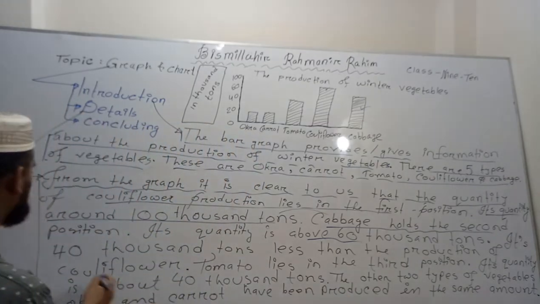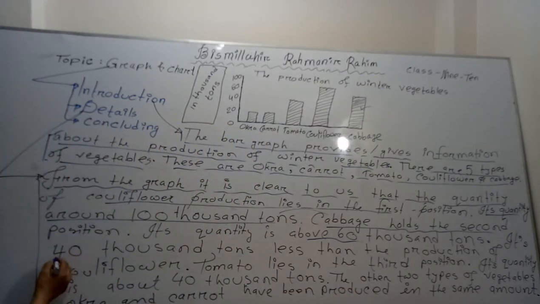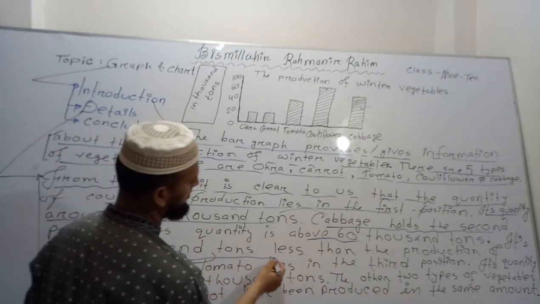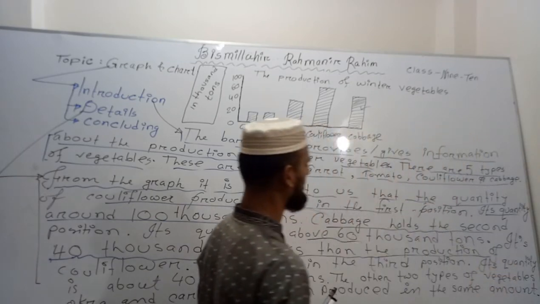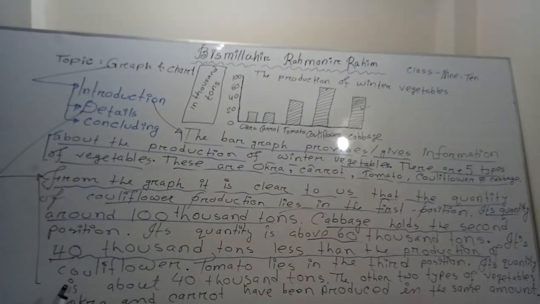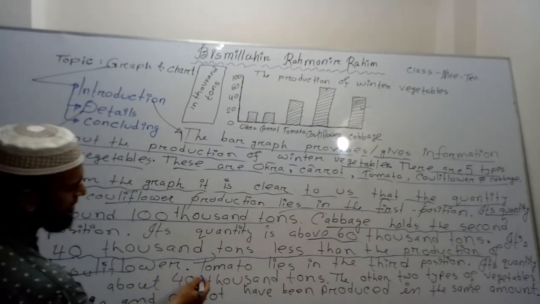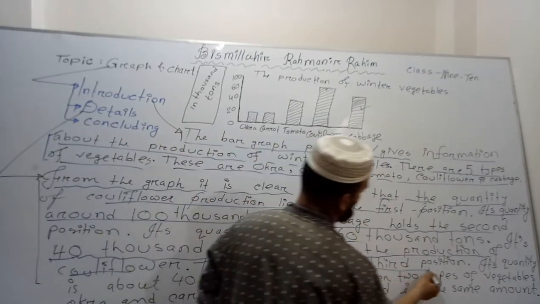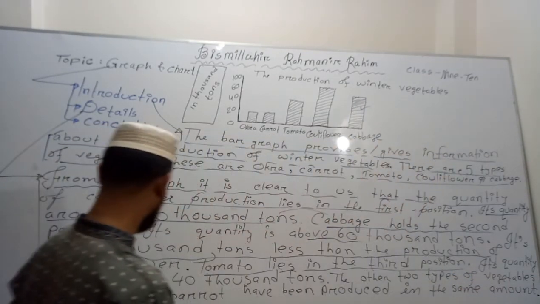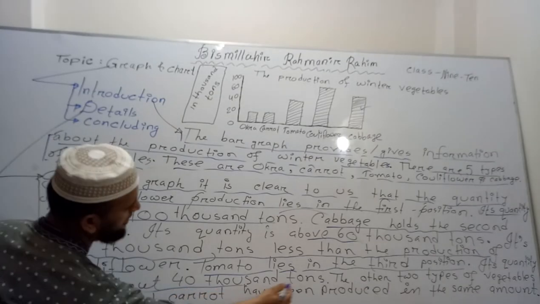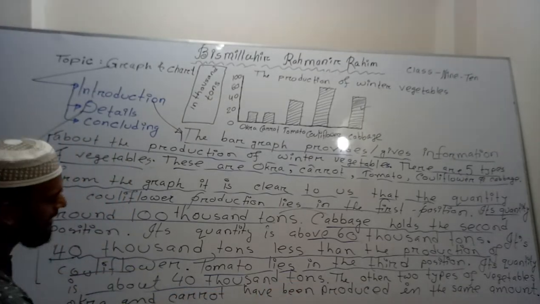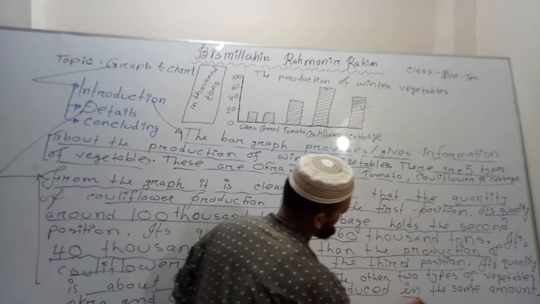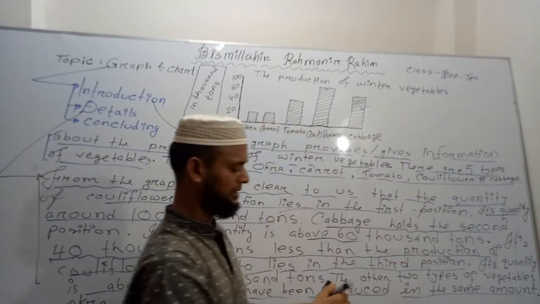The difference between cabbage and cauliflower is 40,000 tons, because cabbage is 40,000 less than the production of cauliflower. Tomato lies in the third position. Its quantity is about 40,000 tons. The other two types of vegetables, okra and carrot, have been produced in the same quantity.